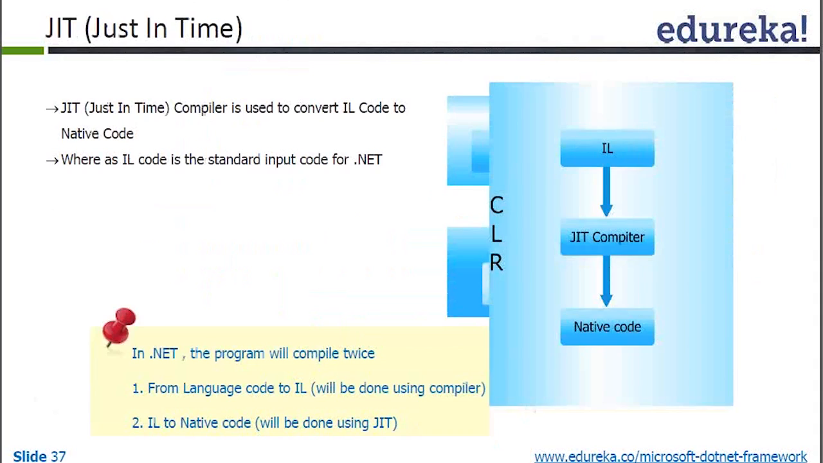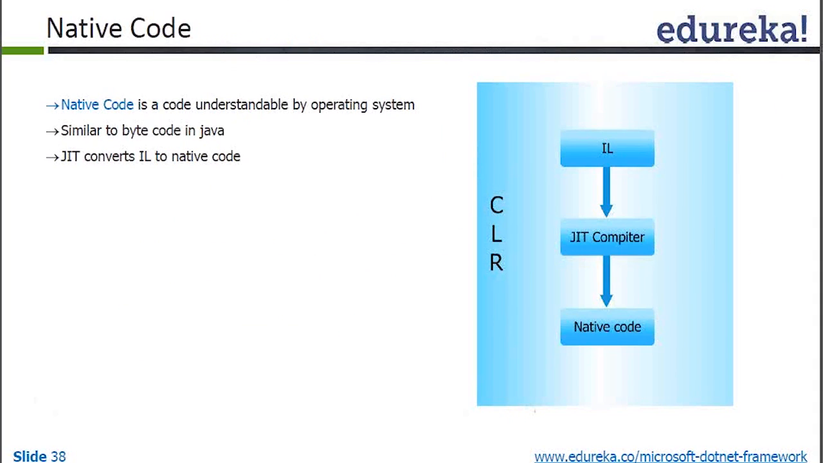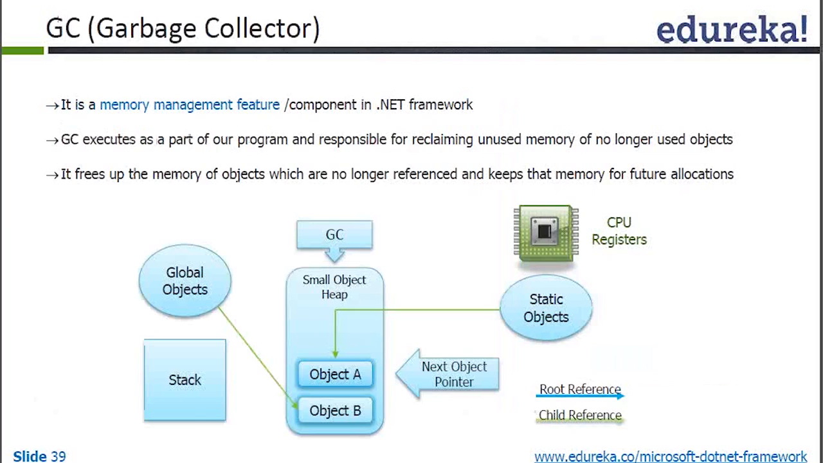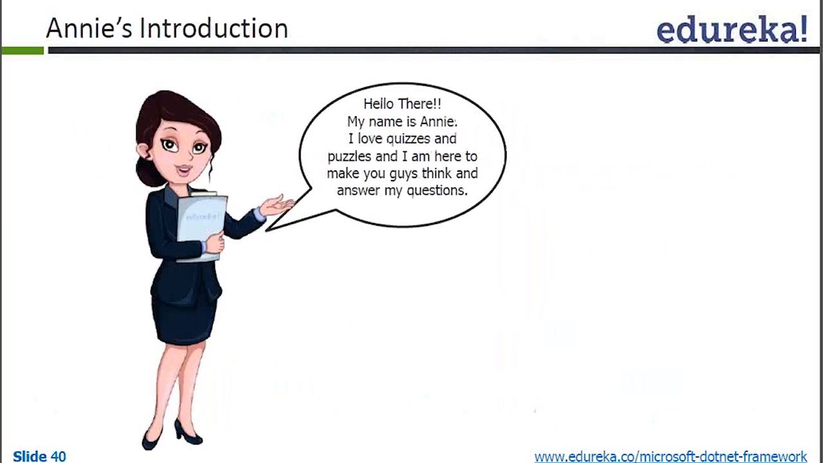See, I explained this one, so that's the reason I'm scrolling the slides. Native code is nothing but code that a particular operating system can understand, which is very fast in execution. Garbage collectors. Okay, so I have some questions here.